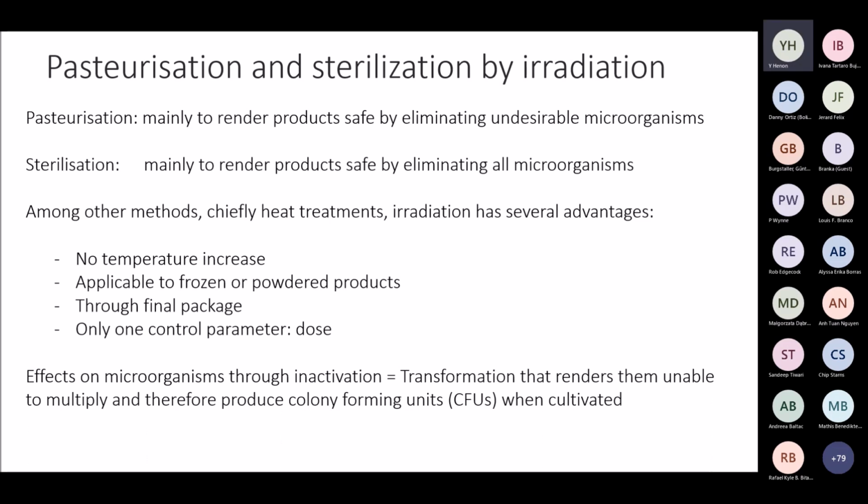Of course, we all know pasteurized milk or sterilized milk, and this is the reference method. Irradiation is another way to pasteurize or sterilize, and it's interesting because there will be no temperature increase, as opposed to heat. It can be used for frozen products. You can pasteurize a frozen product, which is not possible with heat pasteurization, or you can pasteurize products in the form of a powder, where heating is very difficult to apply. Like other sterilization or pasteurization methods, it can be done through the final package. And the beauty of irradiation is that you have only one control parameter, which is dose.